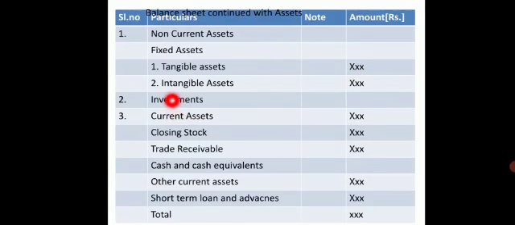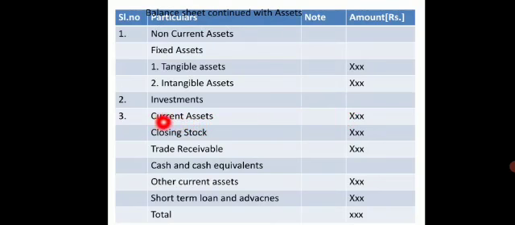Next, you are having investments in outside securities, investments in banks, bonds, etc. So all investments have to be shown separately under the heading investments and the total has to be taken.